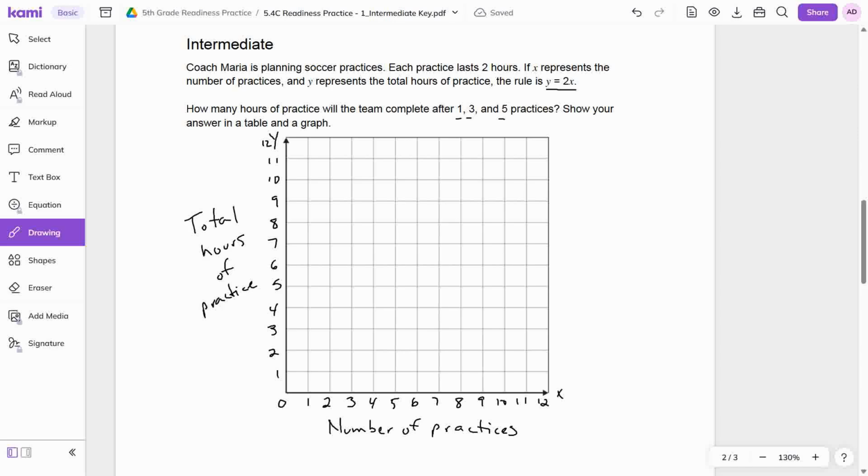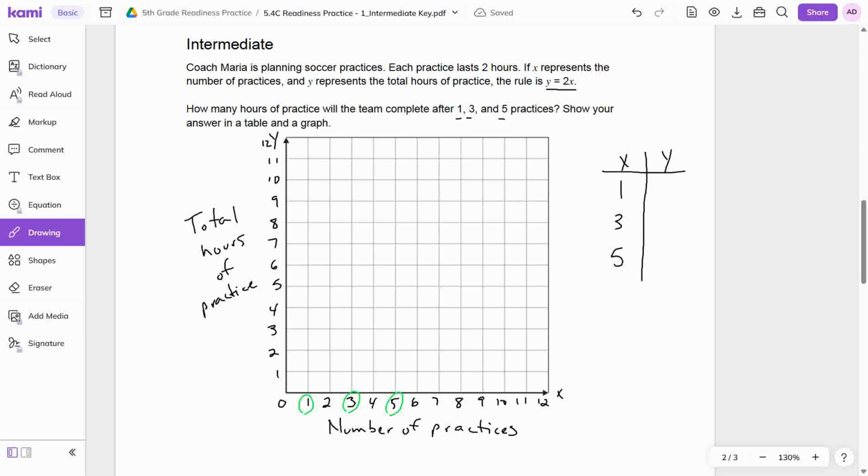So now we look at our second paragraph here. How many hours of practice will the team complete after 1, 3, and 5 practices? So if I've got, let's circle this, 1, 3, and 5 practices, how many total hours will we have? So I need to plot these. Well, let's make ourselves a little table. So the x's they want me to look at are 1, 3, and 5. So I'm needing to generate some y values so we can put these on the coordinate grid.